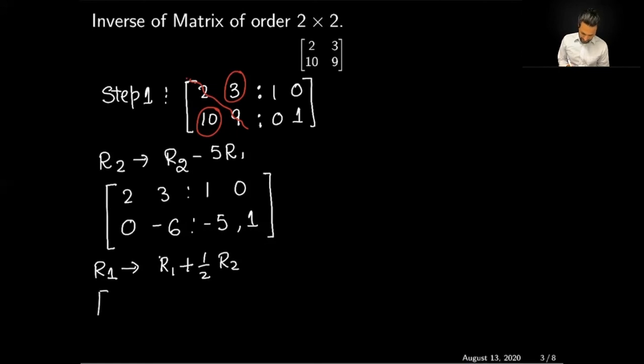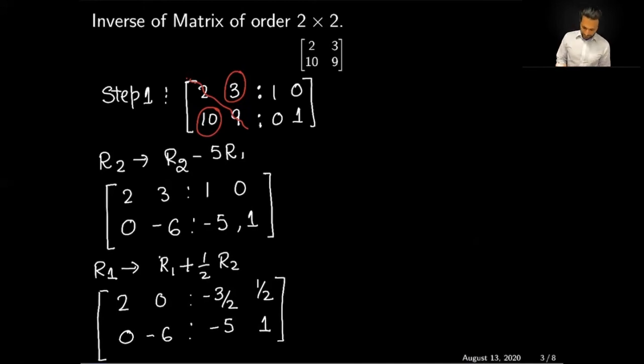So let's apply this operation. This will be 2, this will be 0. This will be R1 plus 1/2 times R2, meaning 1 plus -5/2. This gives you -3/2, and this gives you basically 1/2, just multiplying 1/2 and adding 0. This is a 0, this is a -6, and this will be a -5, and that will be a 1.